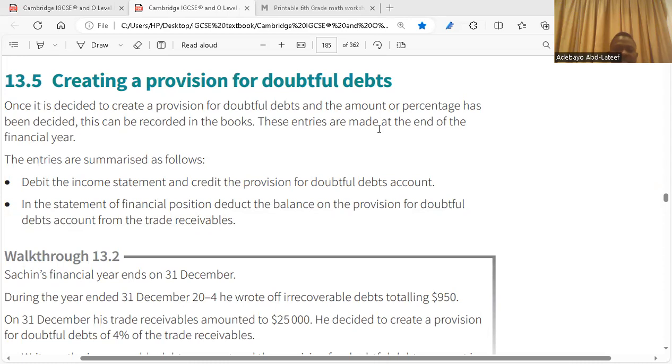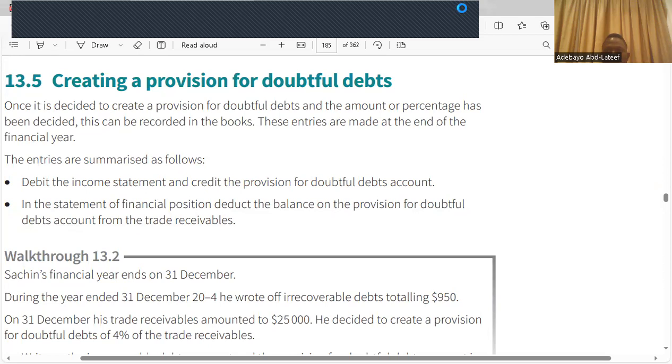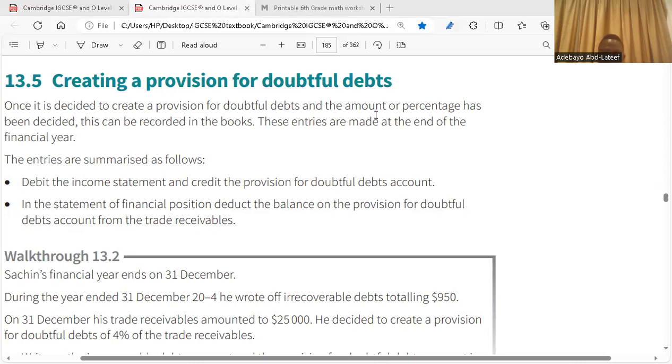So here they said, creating a provision for doubtful debts. So the debtors account in the statement of financial position, for example, has $1,000. Then the provision for doubtful debts account. If the debtors account has 1,000 and the provision is also 1,000, how do you sell on credit worth 1,000 and you are preparing provision for 1,000?